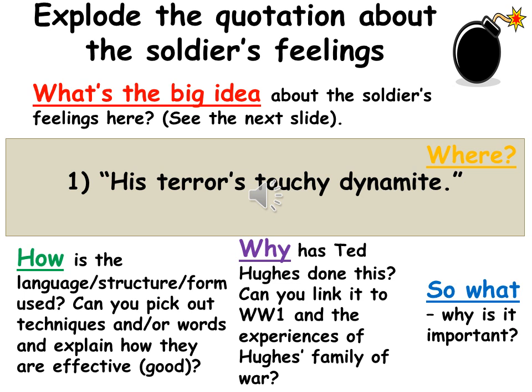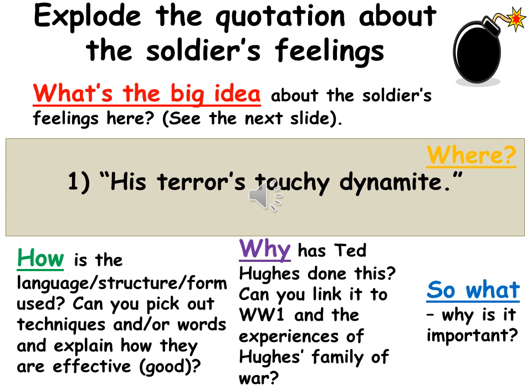So the first one, what's the big idea? What's the big idea here about the soldier's feelings? I want you to write down some notes about the language, the structure and the form. Can you pick out any techniques from this quotation? Can you pick out any keywords, word types, and explain how these things are effective? Explain how these things have an impact.